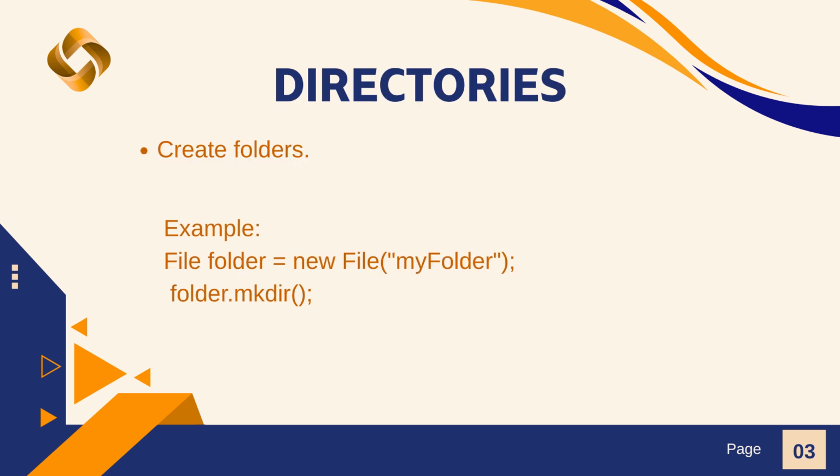In addition to working with files, Java can also create directories, commonly known as folders. In this example, a file object named folder is created with the name myfolder. The mkdir method is then used to create the directory in the specified location. Directories help organize files into categories, making applications easier to manage and maintain. Creating folders programmatically is especially useful when applications need to store files in structured locations.